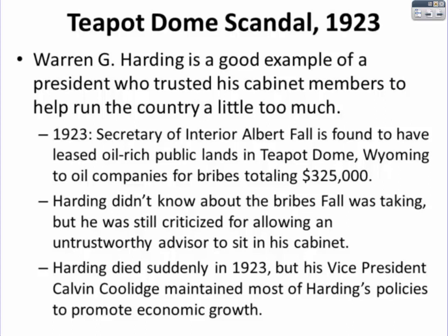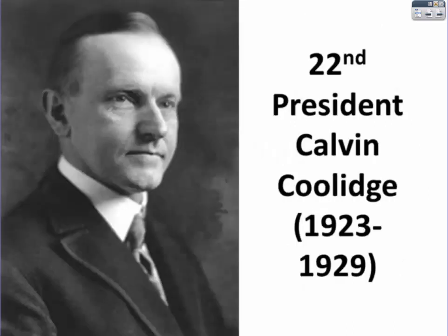That's a lot of money even today. It translates to millions when you adjust that to the rate of inflation. Harding didn't know about the bribes Fall was taking, but he is still criticized for allowing an untrustworthy advisor to sit in his cabinet. He dies suddenly in 1923, but his vice president, Calvin Coolidge, maintains most of Harding's policies to continue to promote economic growth. Our 30th president, Calvin Coolidge, takes office after President Harding's death and then is elected himself in 1924. He chooses to only serve for those additional 4 years and not run for re-election in 1928.